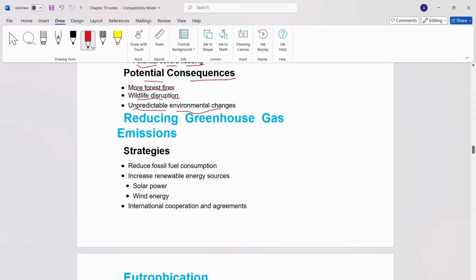Alright, let's talk about strategies for reducing greenhouse gas emissions. Reduce fossil fuel consumption and increase renewable energy sources, such as solar power and wind energy. Instead of using fossil fuels, we can use solar power and wind energy, which do not result in the formation of carbon dioxide and such gases. International cooperation and agreements are required.